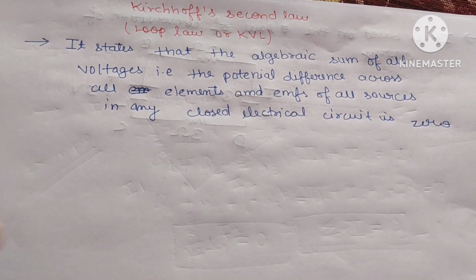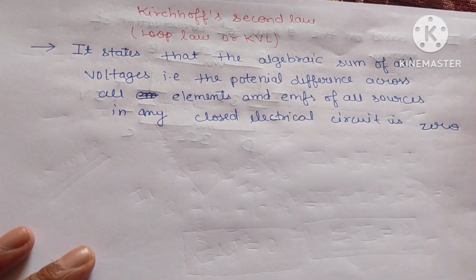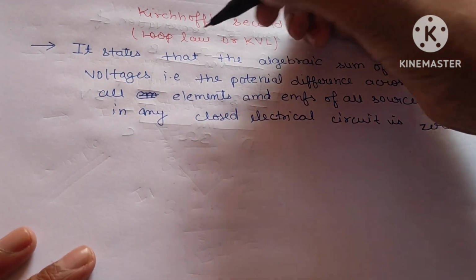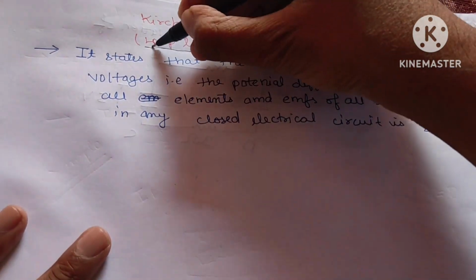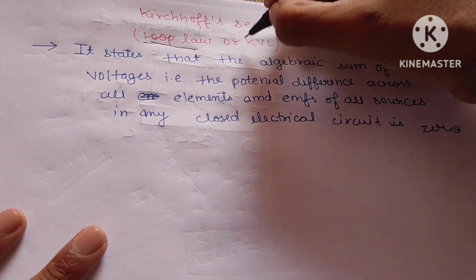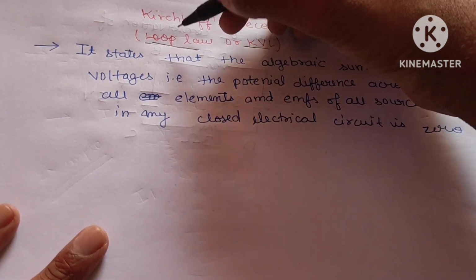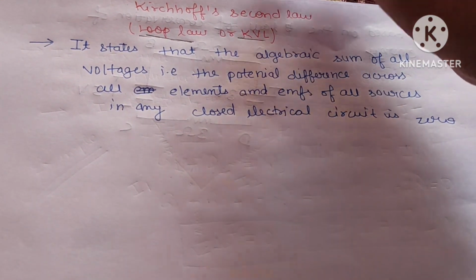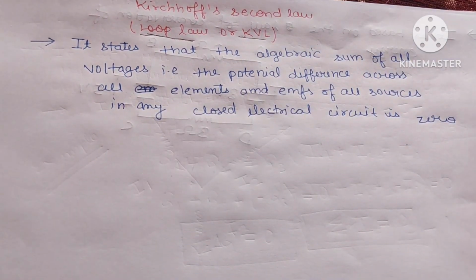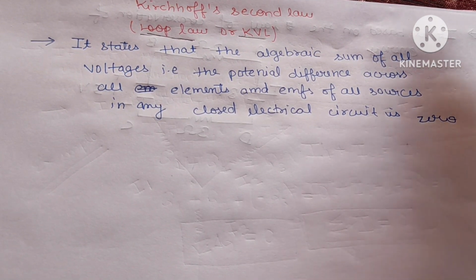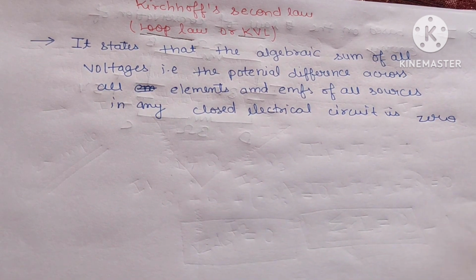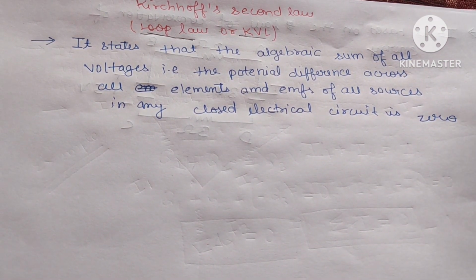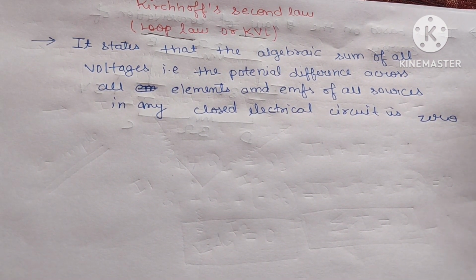Hello friends, today we'll know about Kirchhoff's second law. It is known as the loop law, which is also KVL. What does it state? It states that the algebraic sum of all the voltages, the potential differences across all the elements, and the EMF of all sources in any closed electrical circuit is 0.